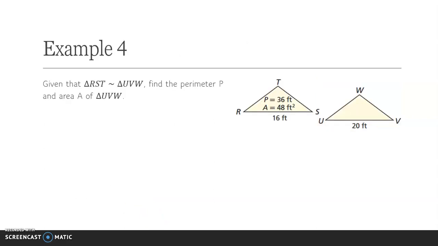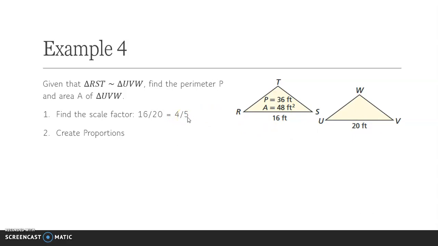Okay, so example 4 says, given that triangle RST is similar to triangle UVW, they want us to find the perimeter and area of UVW. So the first thing we're going to do is find the similarity ratio. And I did this triangle RST to triangle UVW, so I did this number over that number. So find that ratio and then come back to see step 2. Okay, so I did 16 to 20, which reduces to 4 over 5.